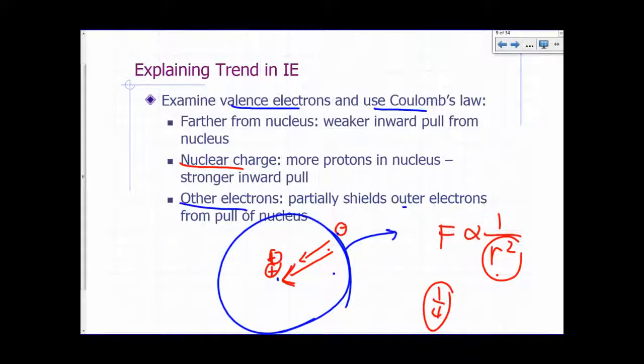In other words, let's say you have 2 protons in here and you have 2 electrons out here. Each individual electron out here is not going to feel the full force of the 2 protons because it's going to feel a repulsion from another electron. So we say each electron in the outer shell will experience what we would call an effective nuclear charge, and that's what you need to examine to explain the trend.